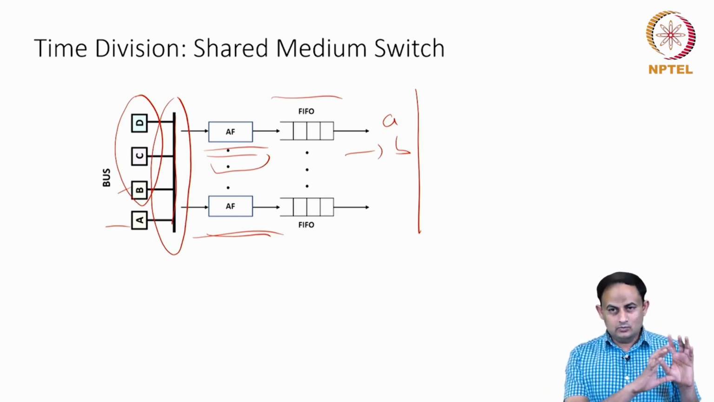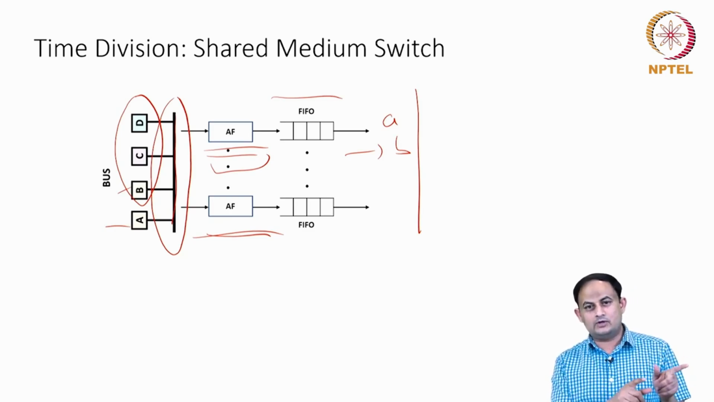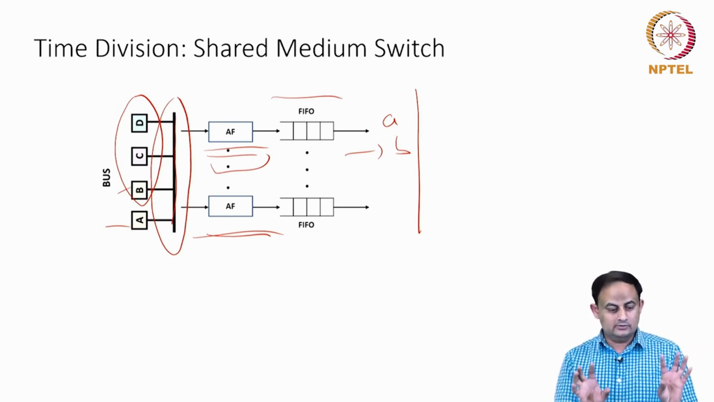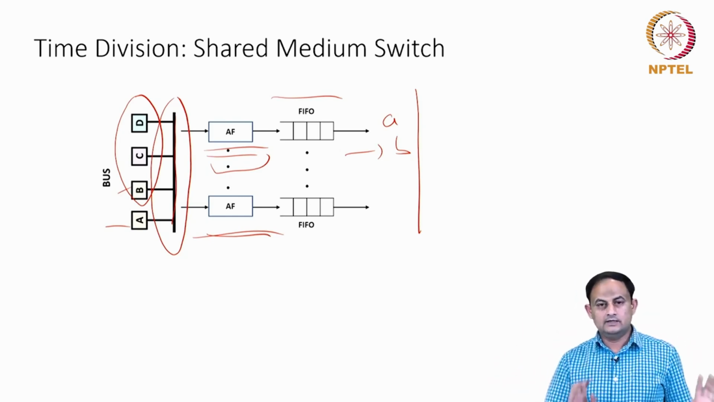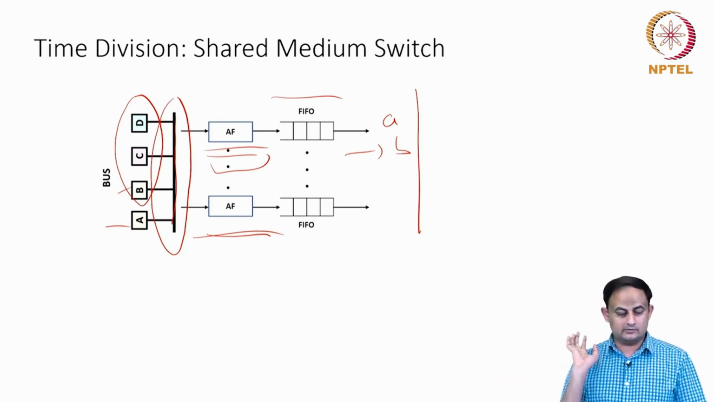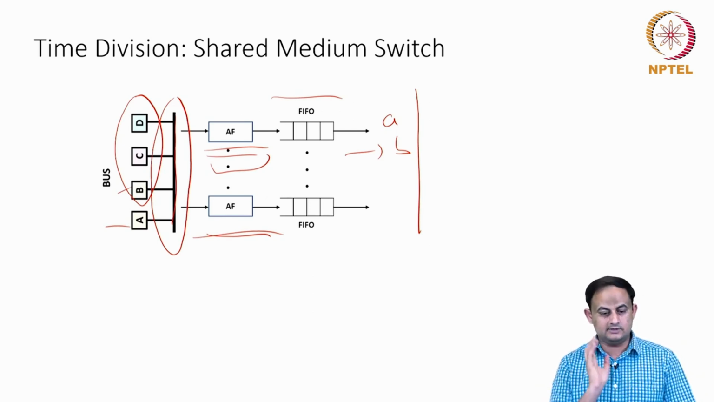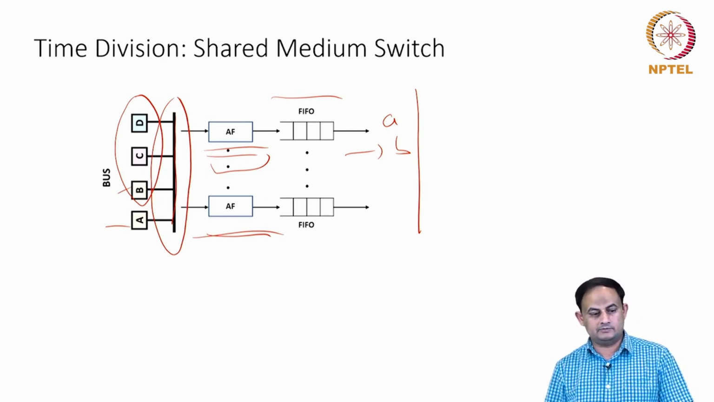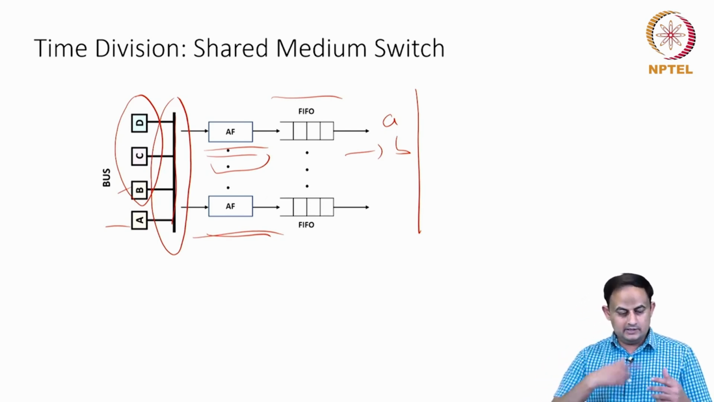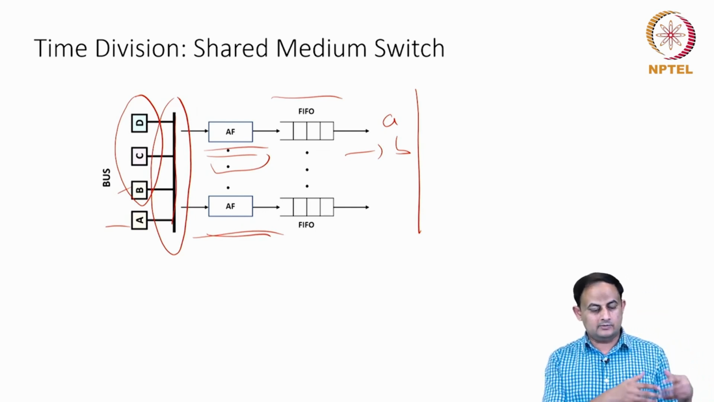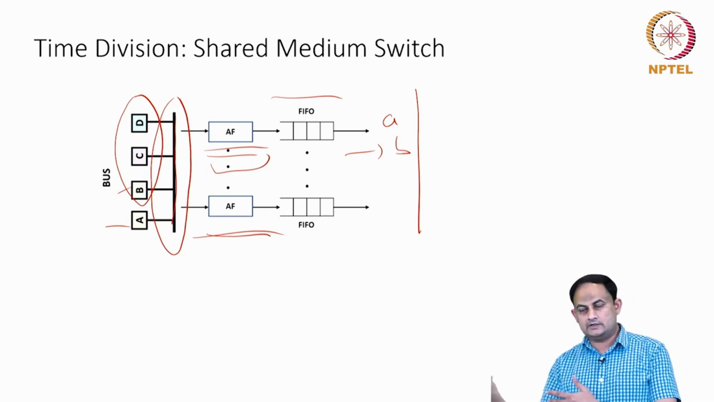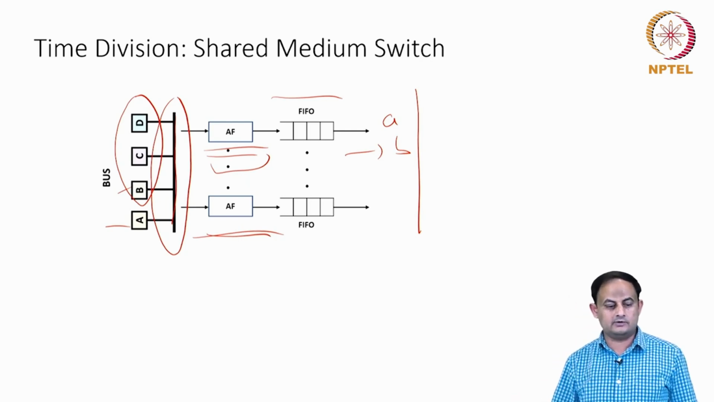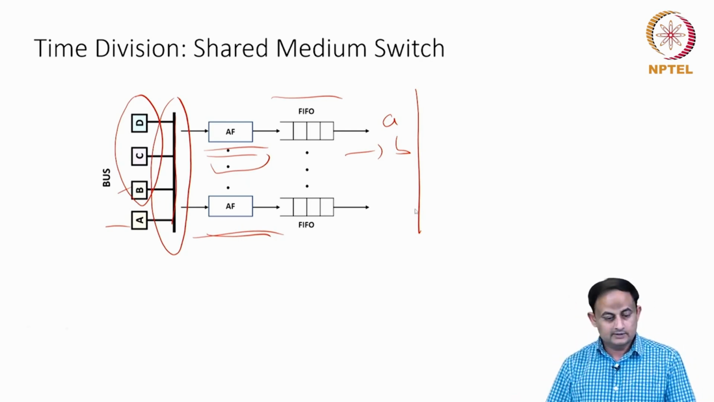So again, only one input port can transmit the packet at a time. Although they may not be going to the same output port, even then everyone else is blocked when one is transmitting. That is the shared medium kind of switch. It is a time division, so here you need to take turns. Sometimes A transmits, sometimes B transmits, sometimes C transmits, and something like that. So that is the time division.